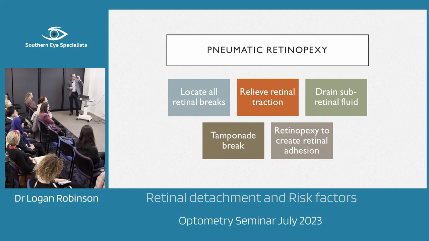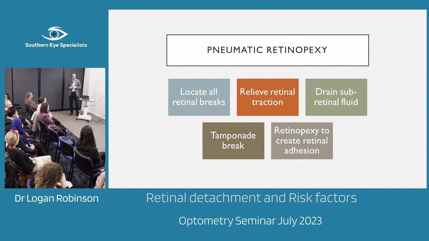So for pneumatic retinopexy, this is something I'm thinking of doing a bit more for patients because there's some evidence that it has some advantages. But again, you need to find all the breaks. The most common reason a pneumatic retinopexy doesn't work is because there was a break that you missed. You don't relieve retinal traction in this one, so you don't have to do all these things to fix a retinal detachment. You don't drain the fluid yourself, but when you inject this gas bubble into the eye, which tamponades the break, the RPE pump pumps all that subretinal fluid away. And that's one of the theories about it working a little bit better, because it naturally reabsorbs the fluid rather than me draining it artificially.